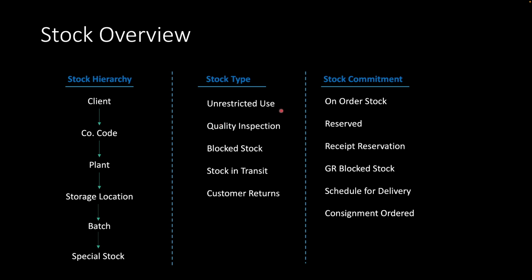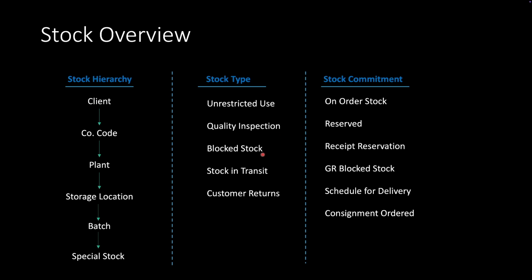Now what is unrestricted use? This is the stock which is available in your warehouse for immediate usage. That is the stock that you can use for your daily production activities, that you can issue from your warehouse. Then you have something called quality inspection stock. When you receive the material from the vendor, you can receive that material under quality inspection. Now this stock you will not be able to use. First you will have to do the quality inspection, and when the material passes the quality inspection, only then will you transfer it to the unrestricted stock to further use it.